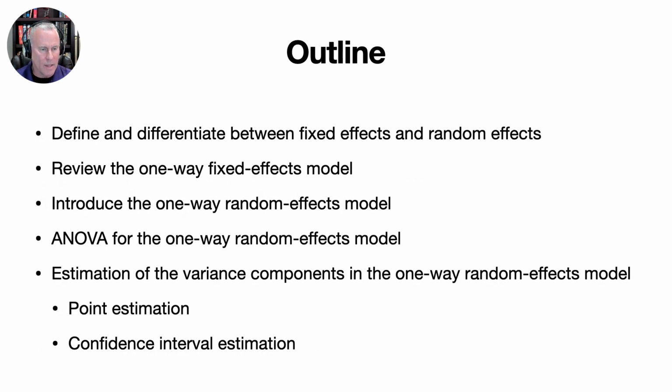Here's an outline of what we'll be looking at in this video. We'll first define and differentiate between fixed effects and random effects. We will review the one-way fixed effects model and then introduce the one-way random effects model. We will then see how to perform the ANOVA for the one-way random effects model. Once we've done that, we'll look at how to estimate the variance components in the one-way random effects model. We'll see how to construct point estimates as well as confidence interval estimates for those variance components. So let's jump in.